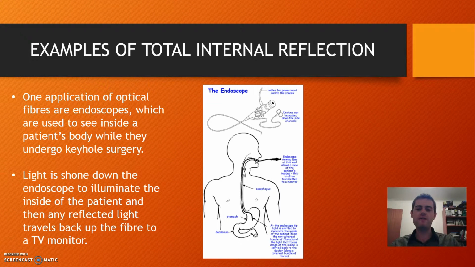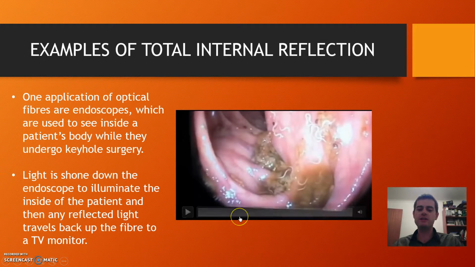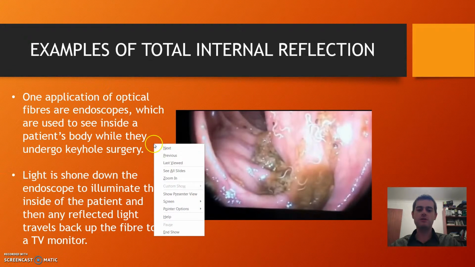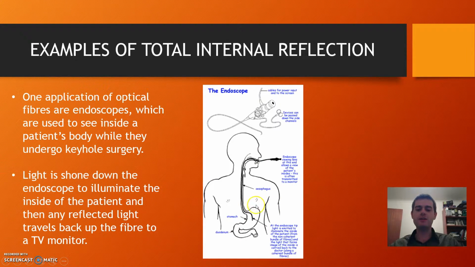Now, it's basically a very, very long optical fiber that's passed into the patient's body. So, for example, in this diagram here, you can see that the endoscope has been inserted into the patient's stomach via the esophagus. So light is shone down this optical fiber. That's used to illuminate the inside of whatever you're looking at. So in this case, illuminate the inside of the stomach.